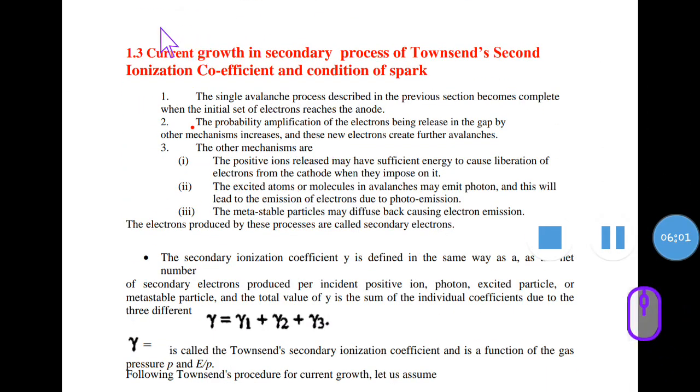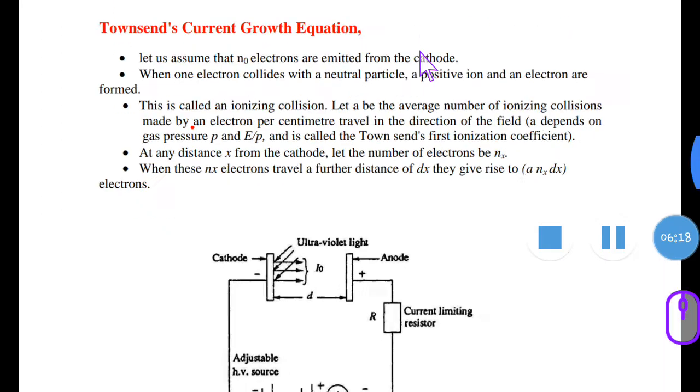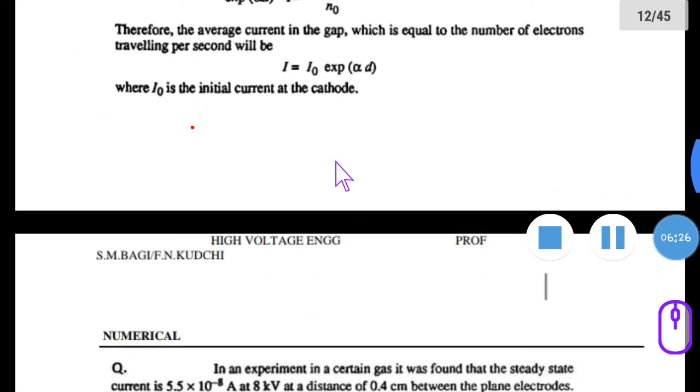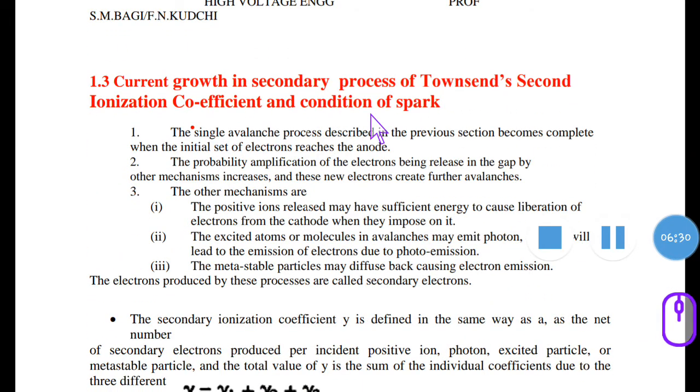Now we'll go for the second one, current growth in the secondary process. Once voltage is applied, the positive ions and electrons will form, and again they will go towards the anode. Here there is a diagram, look. If the electrons and ions go towards the anode, again a secondary process will take place. We call this a single avalanche, and sometimes they may ask the condition of spark, which you have to specify here. A single avalanche process will take place in the previous section.